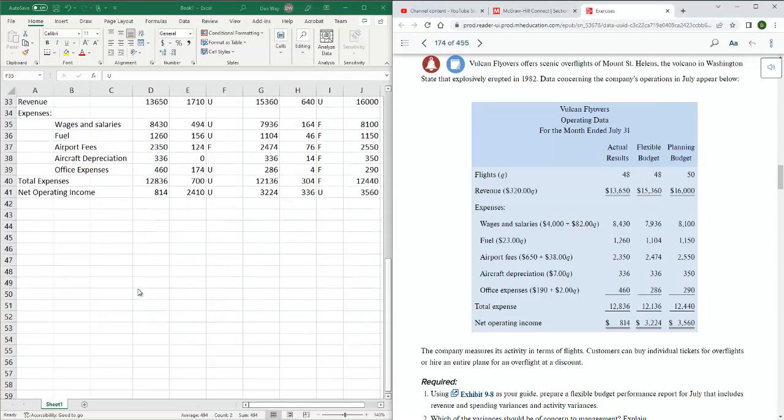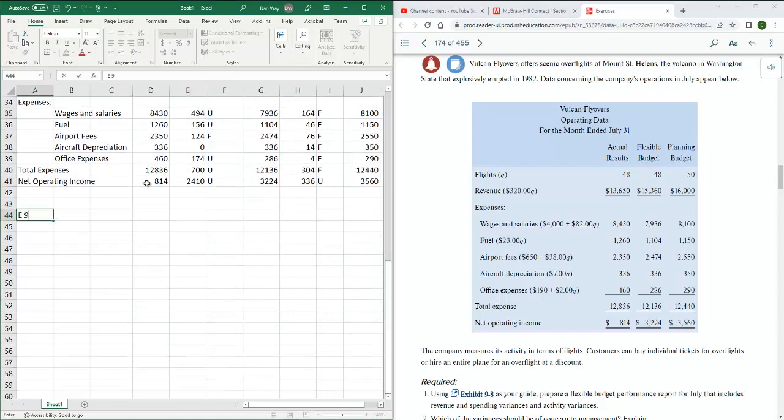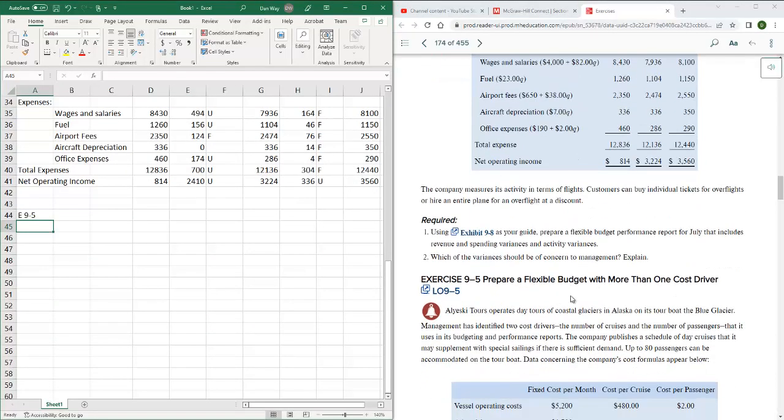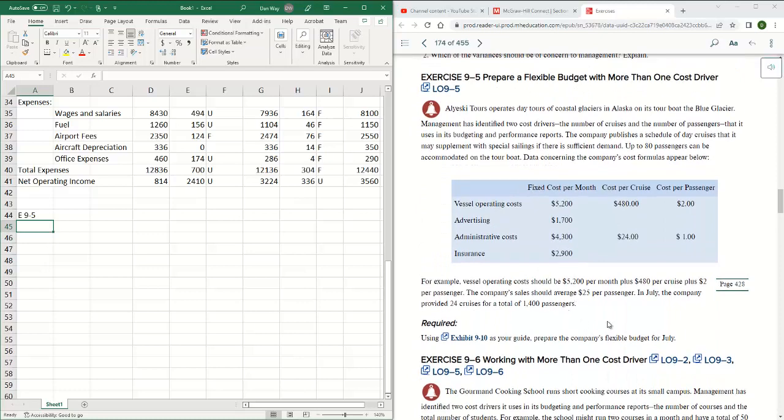All right, I wanted to take a look next at exercise 9.5, actually right below 4 there. 9.5 said, ACCT Tours operates day tours of coastal glaciers in Alaska on its tour boat, the Blue Glacier. Management has identified 2 cost drivers, number of cruises and number of passengers, that it uses in its budgeting performance reports. It publishes a schedule of day cruises that it may supplement with special sailings if there is demand for it. Up to 80 passengers can be accommodated on the tour boat. Here are the company's cost formulas.